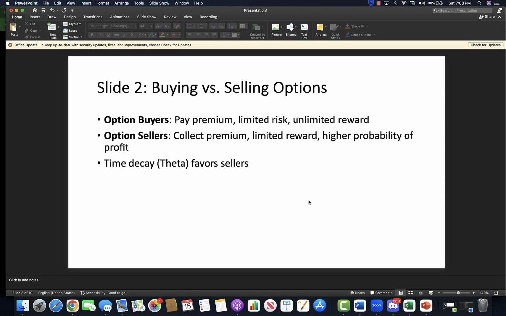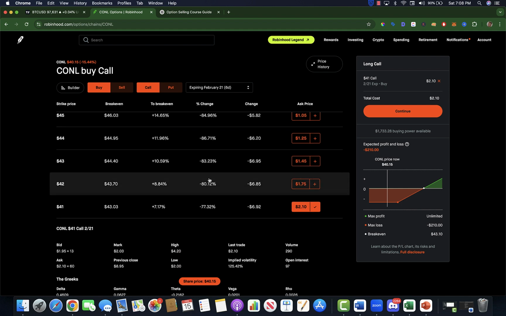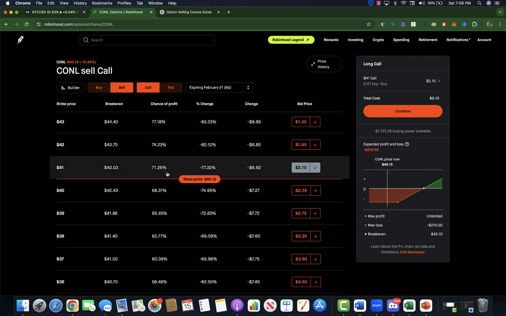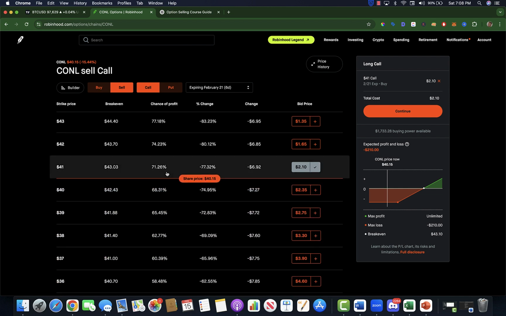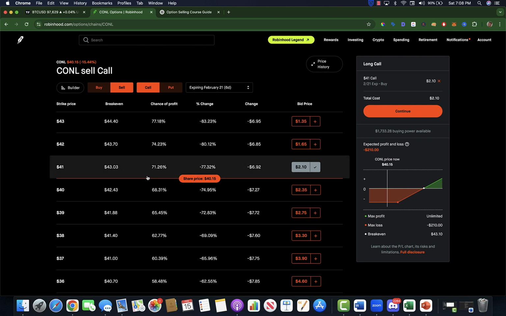Back to selling options, you're putting up the money, but you have a higher probability of winning. So that's where delta comes in. In this case, delta is 46. So that means that is a 46% chance that this will expire in the money. And if you go to click sell call, you'll see how it says 71% chance of profit. That's because it's saying there's a 71% chance that it's either going to expire under 41, or if it's over 41, it'll be under 43. So that's how the chance of profit works, right?